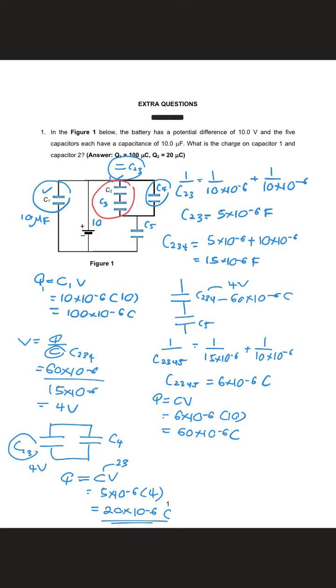And as we know, when you open the C23, you are going to get C2 and C3.